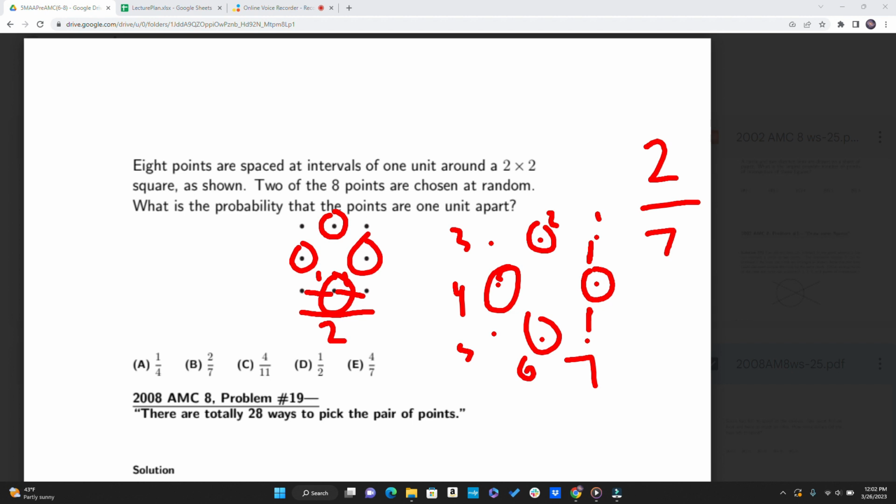Now, what if we picked a corner square? Would it be any different? Well, if I picked a corner square, there's still 2 dots that I could pick that would meet our condition. So no matter what first dot you pick, there will be 2 out of 7 dots that you could pick after that would be 1 unit away from it. So our answer is 2 over 7. There's a 2 in 7 chance. Answer choice B.